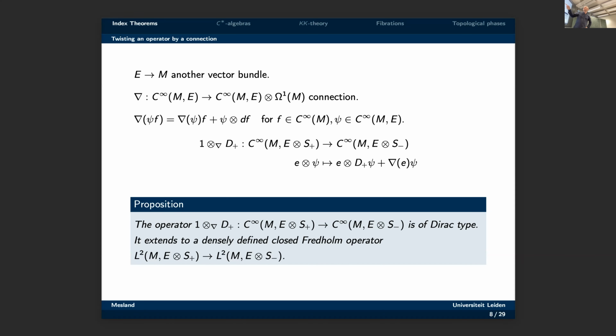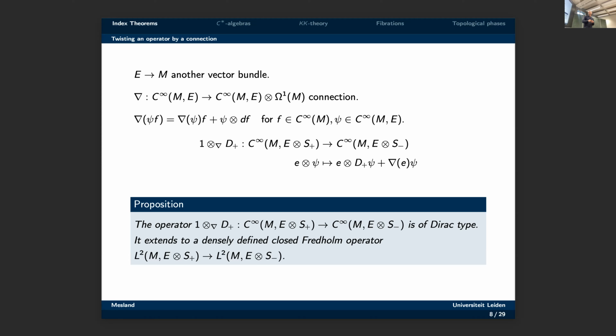So I'm going to build another operator called one tensor nabla d plus that acts in the tensor product of these two bundles. For that, I need the connection because the operator d does not commute with multiplication by functions. We saw that the commutator was this Clifford multiplication by something. So it's not zero. So if I want to lift to the tensor product, this would not be enough, it wouldn't be well defined. It turns out that to correct for the error, you need to add this term. This is a simple algebraic computation that can be very instructive.